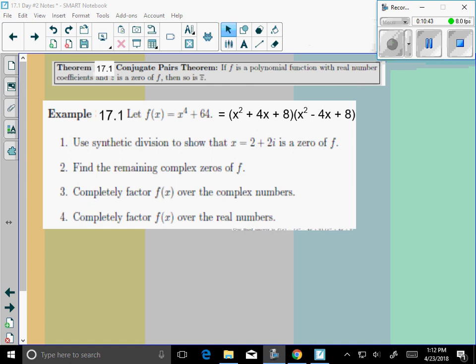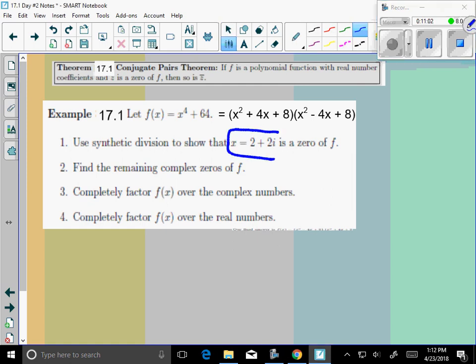Okay. We're going to do a little bit of synthetic division with some nastiness involved. You ready? We're going to do synthetic division with imaginaries. So, first of all, here's the deal. If I know that this is a 0 of f, and I'm calling f this, x to the 4th plus 64, if I know that is a 0, what else is another 0? Correct.